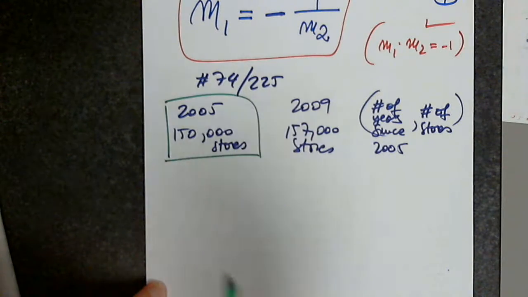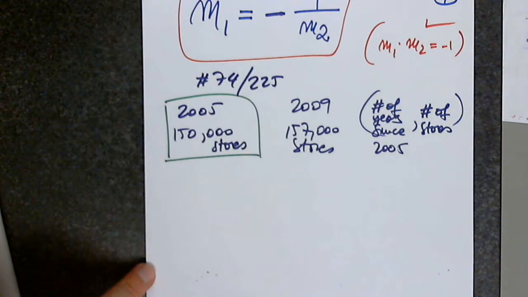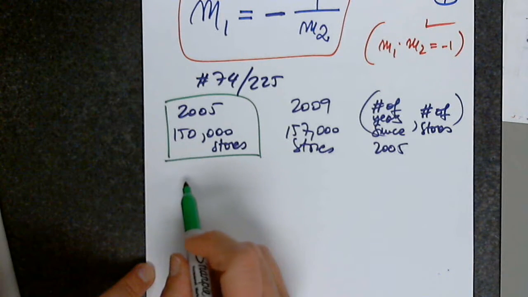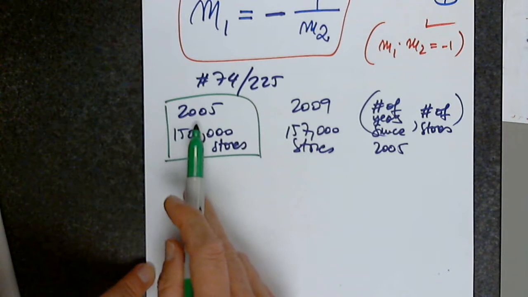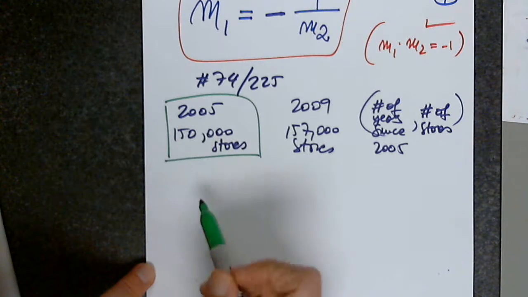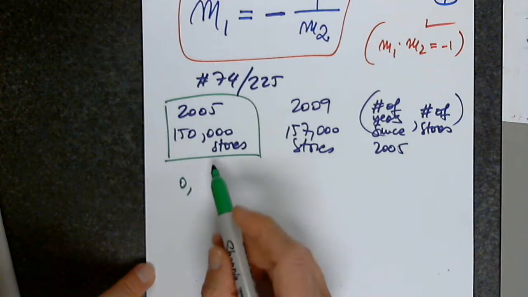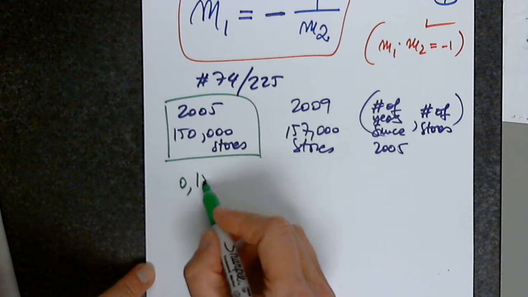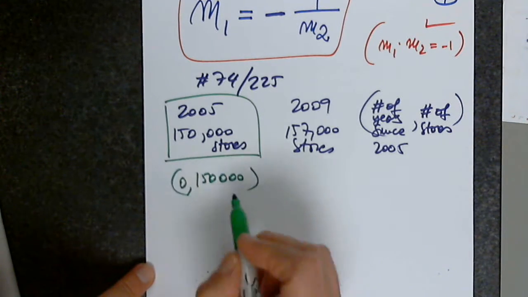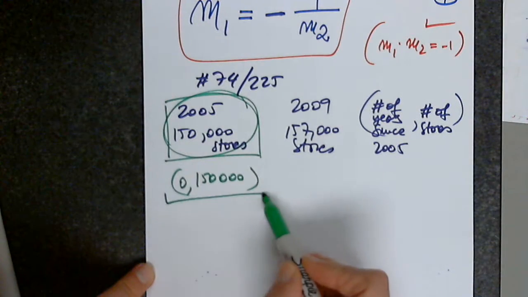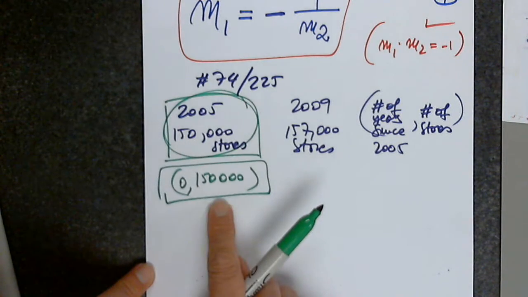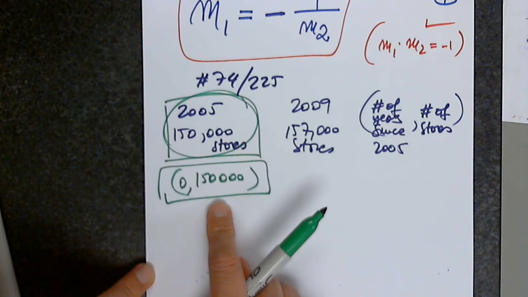What do I make of this information? What does this tell me? Number of years since 2005. How much? 0, comma. The information given here translates into what? What is this? How do we call it? An ordered pair. Very good.